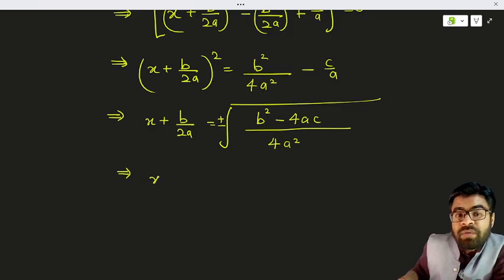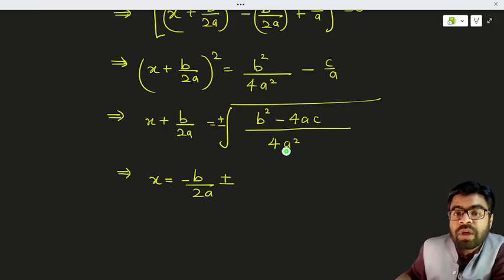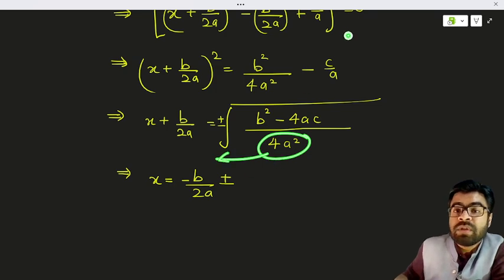From here what we get? The value of x is minus b upon 2a plus minus, and if I take 4a square outside the square root, what it becomes is 2a.